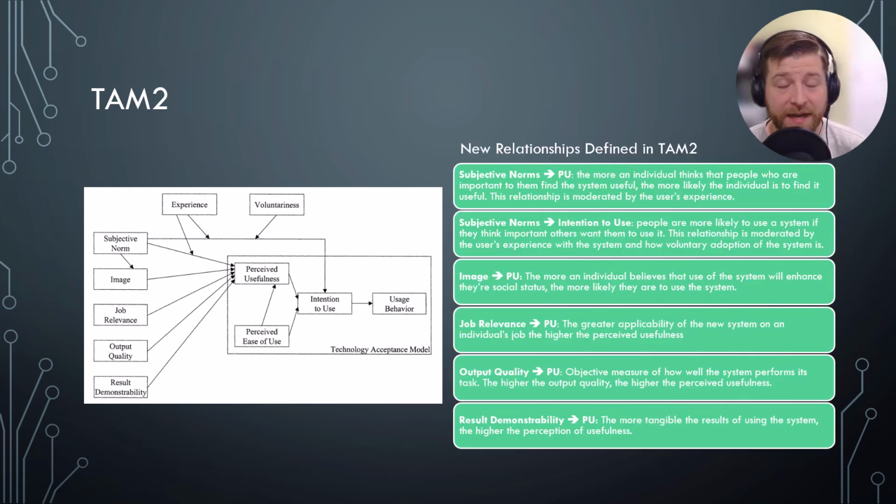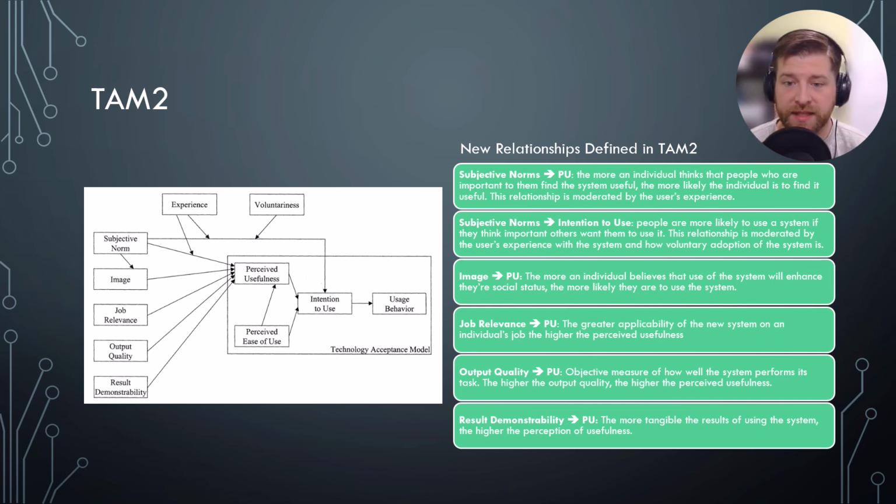TAM2 defines several new relationships that were not there in TAM1. These new relationships are how subjective norms influence perceived usefulness. In other words, the more an individual thinks that people who are important to them find the system useful, the more likely the individual is to find it useful themselves.